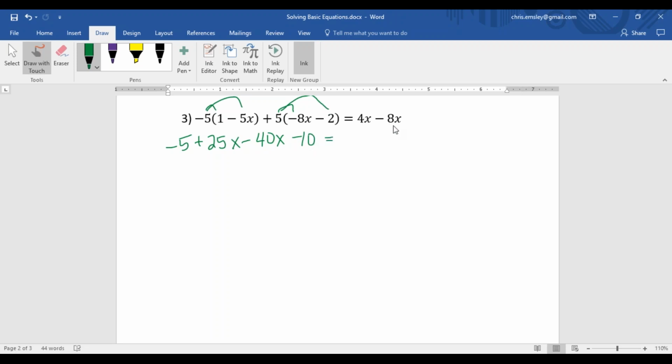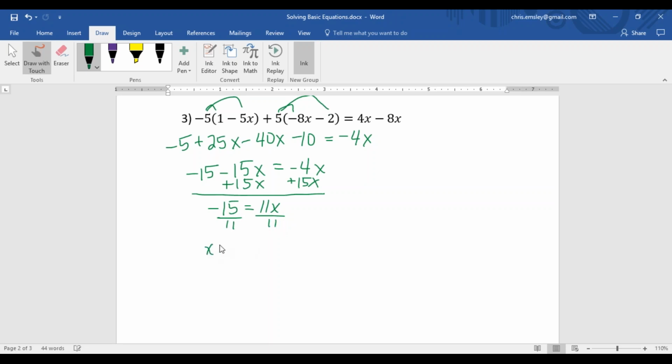And on the right side, since I don't have any parentheses, I can just go ahead and combine like terms. 4x minus 8x is negative 4x. Combine like terms on the left. There's our constants, and for our variable, we get minus 15x. Since our constants are over here on the left, I'm going to move my variable over to the right, and I get negative 15 equals 11x. Divide both sides by 11, and it turns out that x is negative 15 over 11.